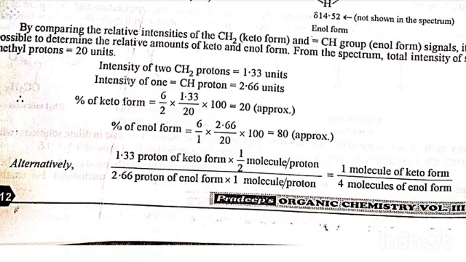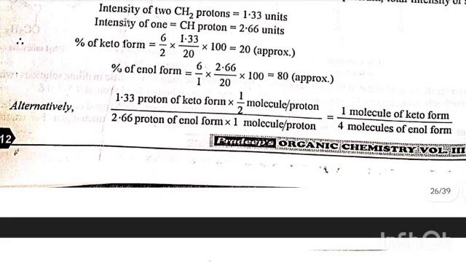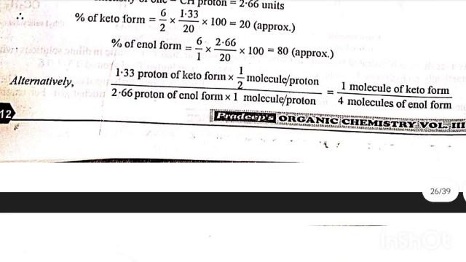By comparing the relative intensities of the CH2 keto form and the double bond CH group signals, it is possible to determine the relative amount of keto and enol form. From the spectrum, total intensity of 6 methyl protons is equal to 20 units. Intensity of 2 CH2 protons is equal to 1.33 units. Intensity of 1 double bond CH proton is equal to 2.66 units. Percentage of keto form is equal to 6 by 2 into 1.33 upon 20 into 100, which is equal to 20. Percent of enol form is equal to 6 upon 1 into 2.66 upon 20 into 100, which is equal to 80.